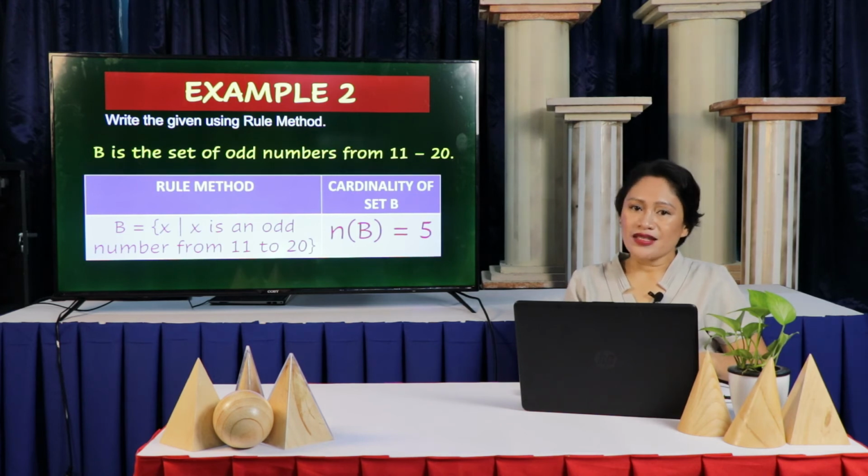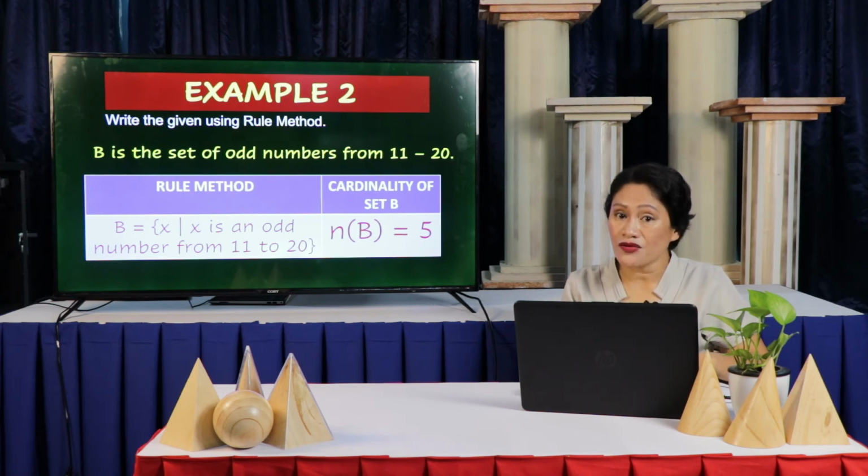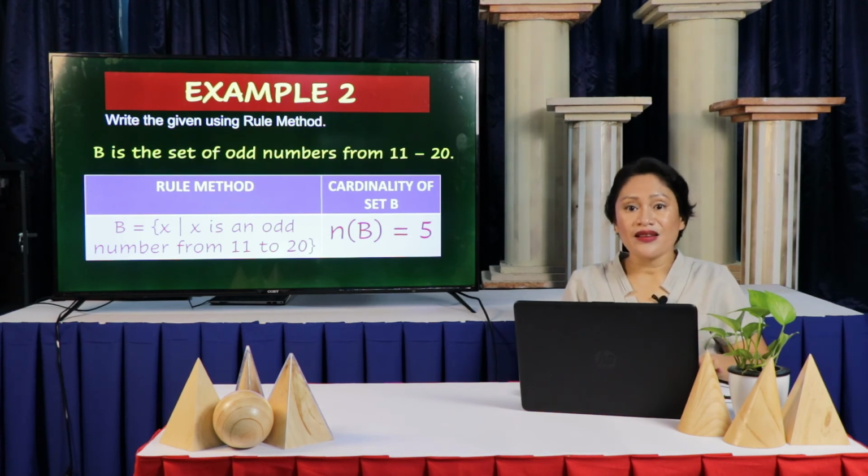Now, what about its cardinality of set B? Or how many elements are there in set B? Remember, we're talking about odd numbers from 11 to 20. And these are 11, 13, 15, 17, and 19. How many are those? Very good. There are 5 elements. Therefore, the cardinality of set B is 5.